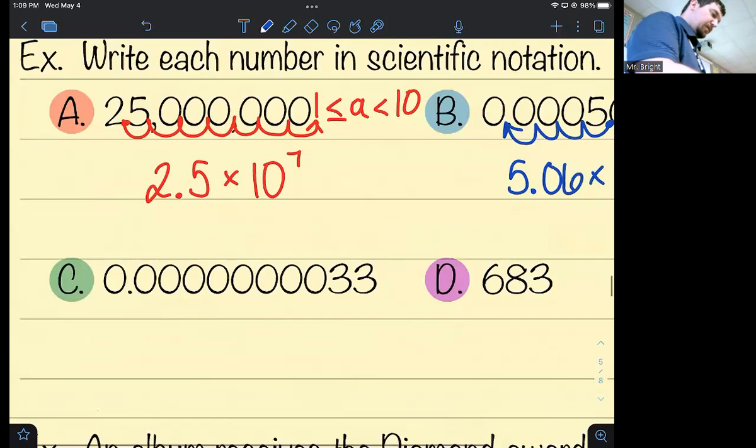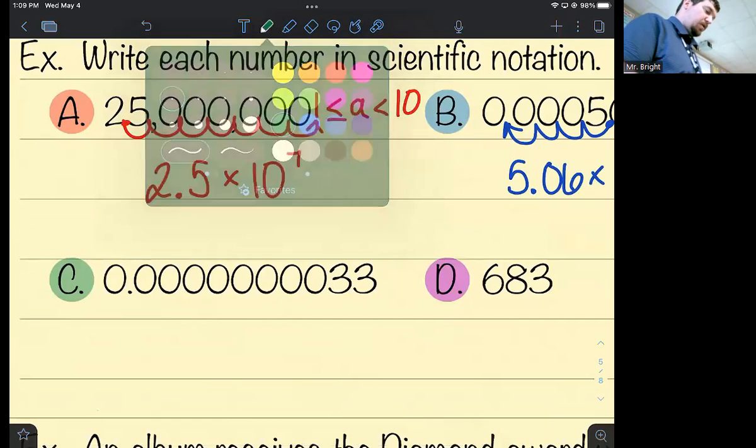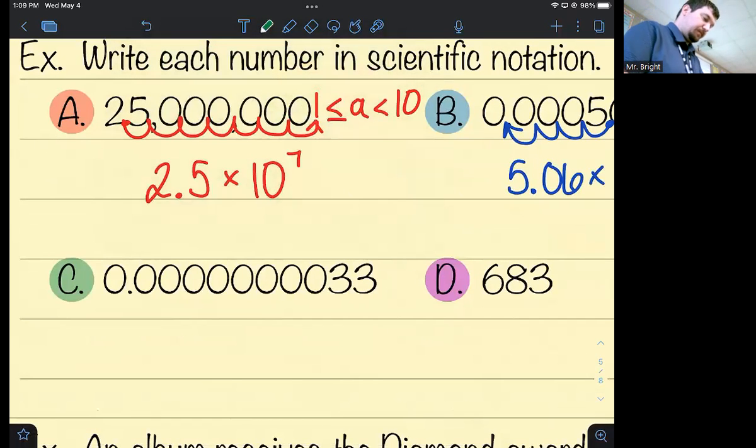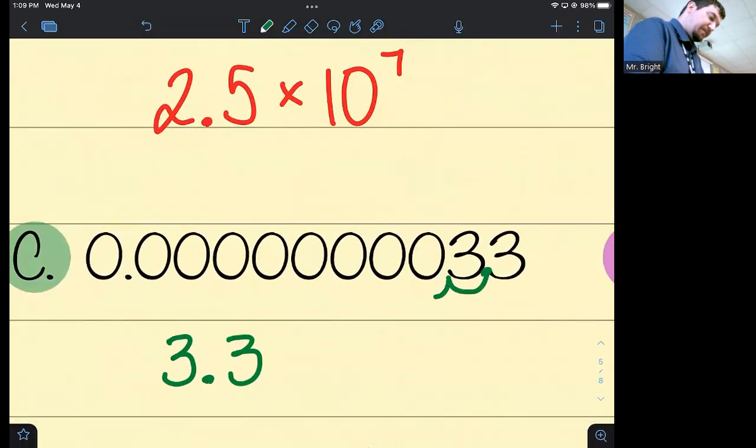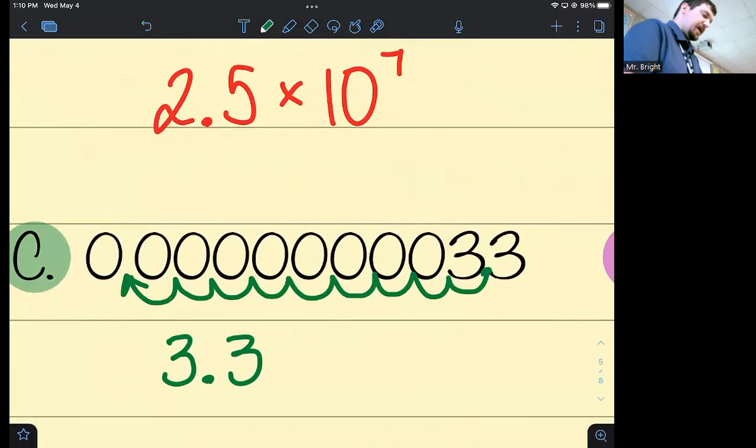Next one. It's a lot of zeros. Jacoby, where do I put my decimal point? I like how you specified after the first 3. That's going to make it 3.3. It's between 1 and 10. And then, Jacoby, how many times would I have to move it to the left? Okay, and do I write positive or -9?